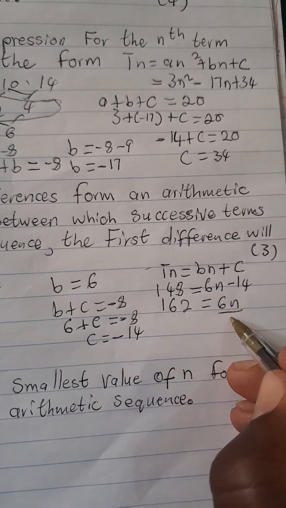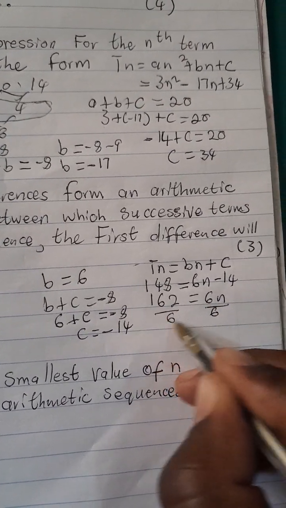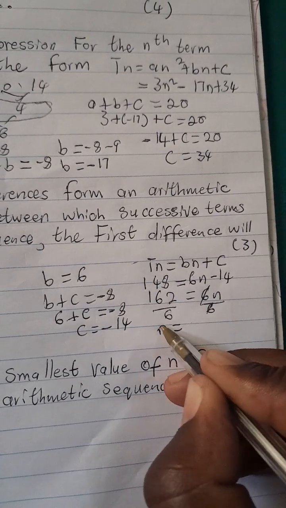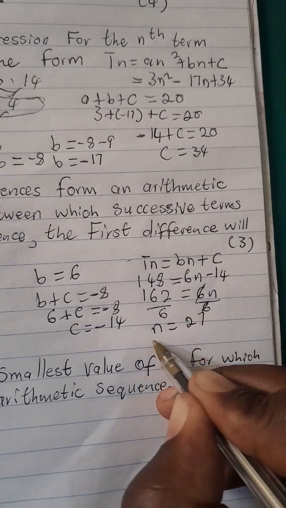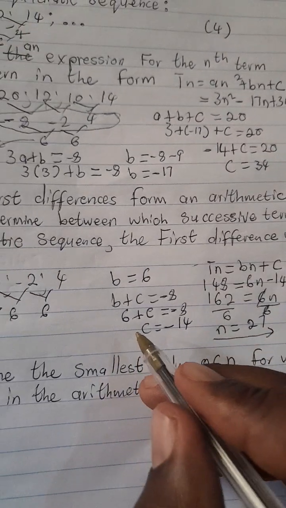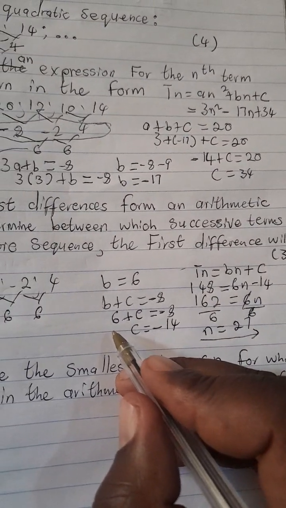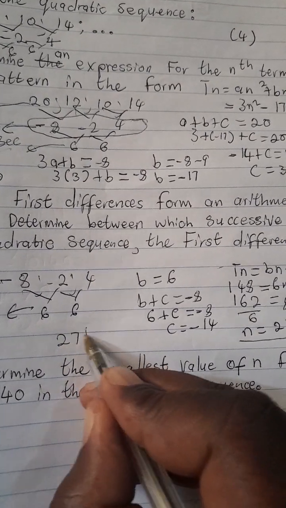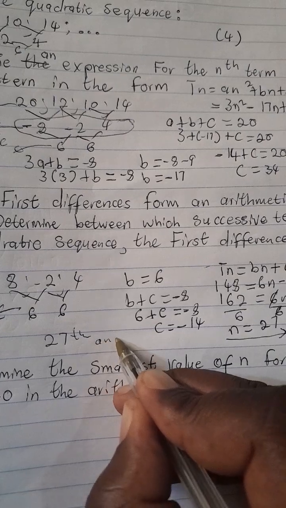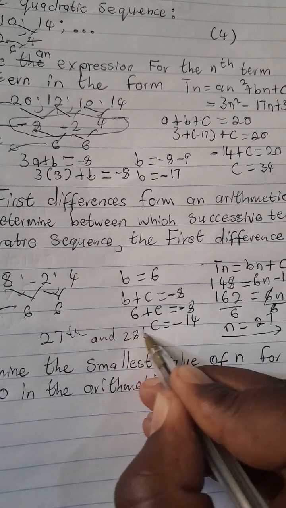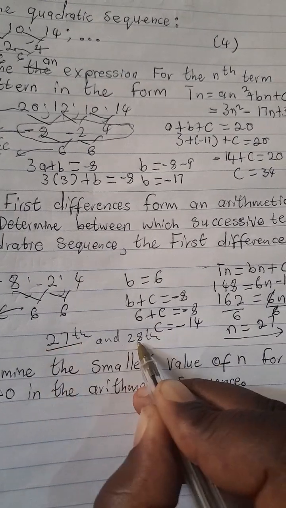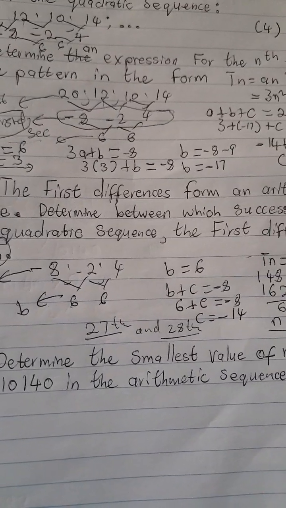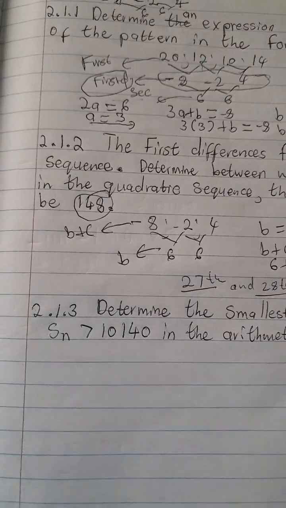Then you can divide both sides by 6, right? So the position will be, how many times does it go? 27. Yes, it's 27. So which successive terms? The successive terms will be the 27th term, followed by the 28th term, which is the consecutive term. So we are going to have 27 and 28 in this case. That's how, guys, you can work out such a question.